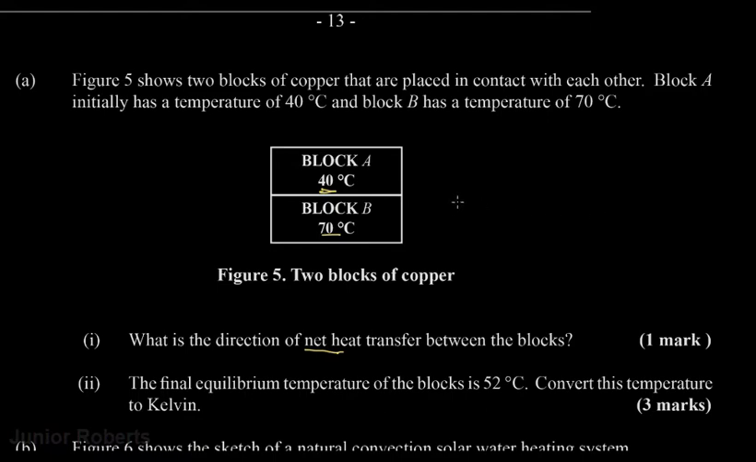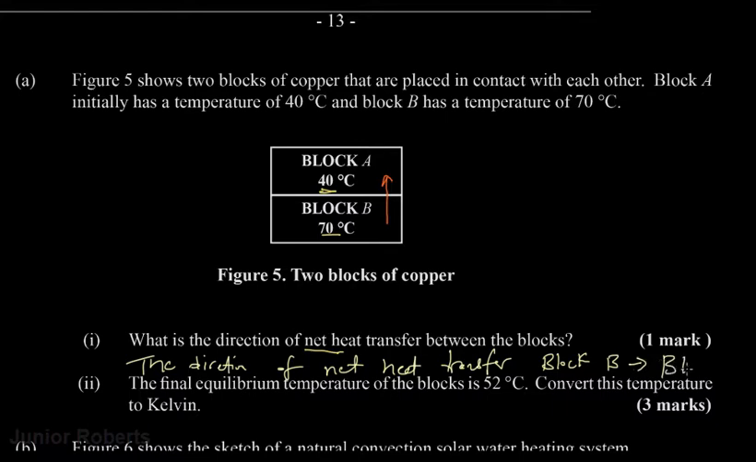Therefore in this case we're going to have a net heat transfer from the hotter object, block B, which is at 70 degrees Celsius, to block A, which is at 40 degrees Celsius. So we're going to have heat traveling this way, from the hotter object to the colder object. So we could say that the direction of net heat transfer will be from block B to block A.